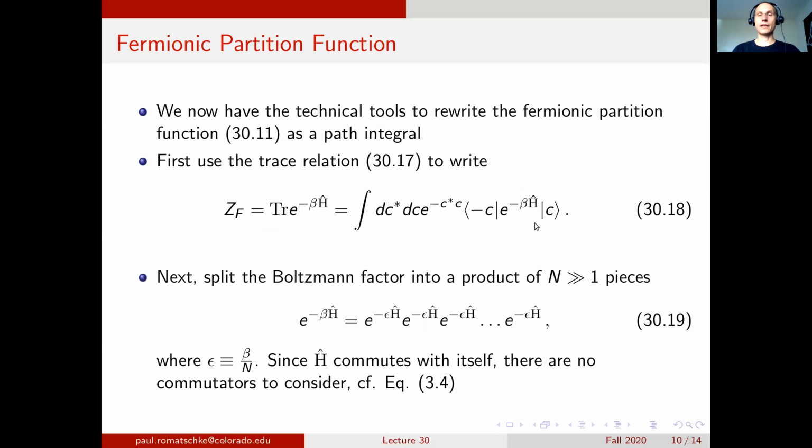And then we can split the exponential here into a product of n pieces, where n is very, very large. We sort of get the familiar form from lecture 3, where we have this parameter epsilon, which is beta divided by n, the number of insertions that we do. Since the Hamiltonian commutes with itself, there are no cross terms, so this relation is exact.